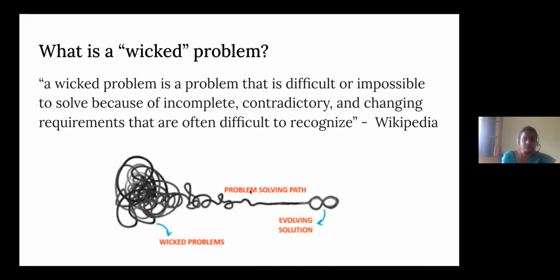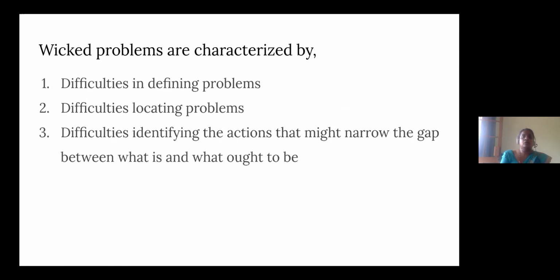What is a wicked problem? A wicked problem is a problem that is difficult or impossible to solve because of incomplete, contradictory, and changing requirements that are often difficult to recognize. Wicked problems are characterized by difficulties in defining problems, difficulties locating problems, difficulties identifying the actions that might narrow the gap between what is and what ought to be.